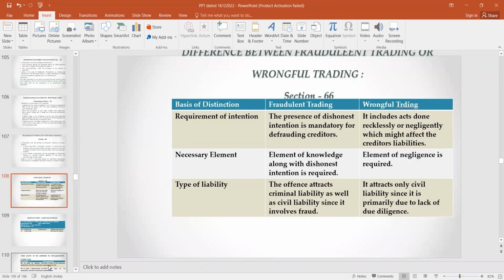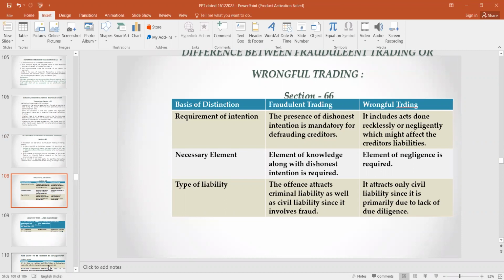Now let us see this. There is some distinction between fraudulent trading and wrongful trading. In case of fraudulent trading, there is the concept of mens rea. The intention is evil; dishonest intention is there in case of fraudulent trading. But in case of wrongful trading, it is done recklessly or negligently, but fraudulent intention may not be there.